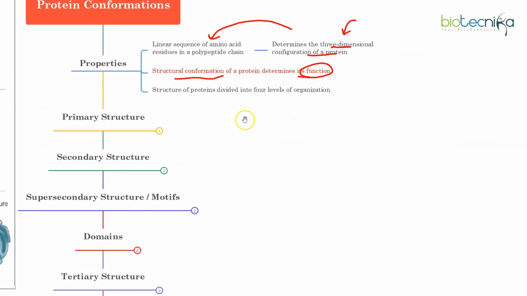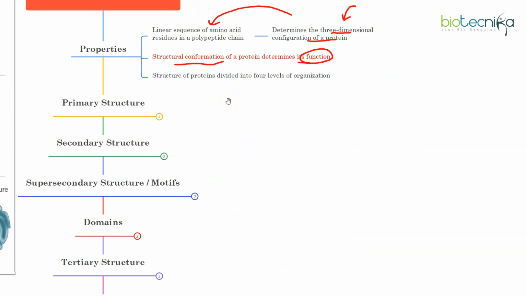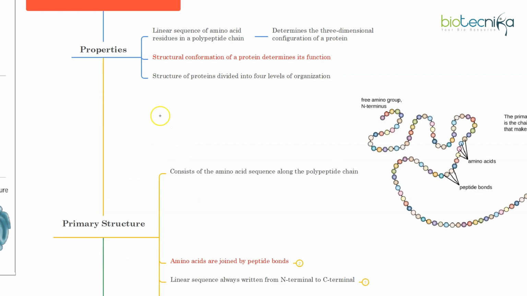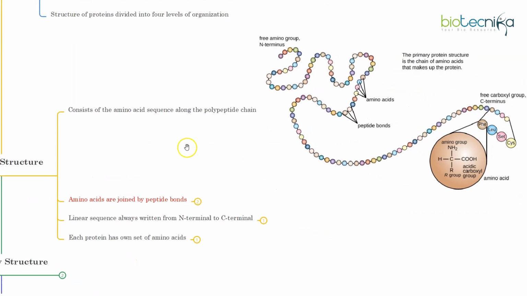So as you can understand, the function is not directly related with the sequence, but indirectly it is, because the structural conformation decides the function, and the structural formation depends on the linear sequence. Structure of protein is divided into 4 levels of organization. So let's see which are those 4 levels. Yes, primary structure. Let's talk about this first.